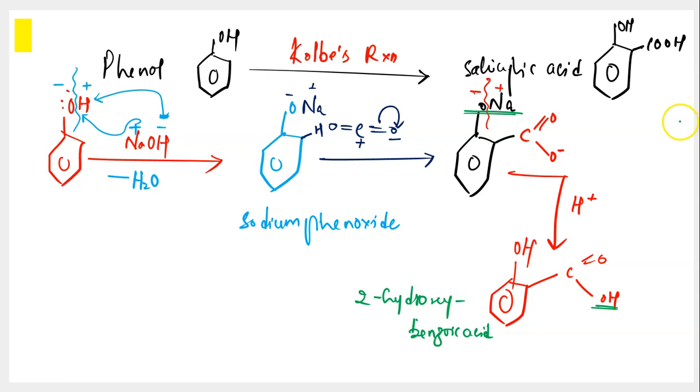In short, let me summarize this once more. Kolbe's reaction is conversion of phenol into salicylic acid. It happens in three simple steps. Step 1, take phenol, react it with NaOH, which leads to formation of sodium phenoxide. Step 2, take sodium phenoxide, treat it with carbon dioxide. It leads to electrophilic attack at the ortho position and gives you the phenoxide ion with the ortho position attacked by COO minus. Step 3, hydrolyze it in the presence of acidulated water. Remove Na and attach H plus to the COO minus unit. This gives you salicylic acid, which is the end product of Kolbe's reaction.